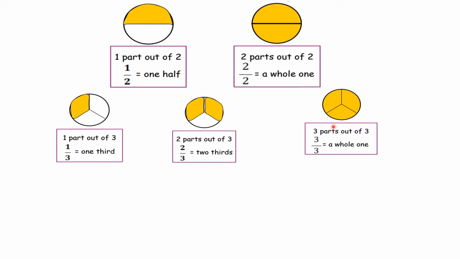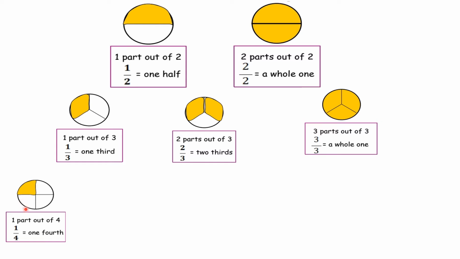But if I have the whole circle and I represent it in three parts and I colored the three parts, so I have three parts colored out of three. So I have a whole one. So 3 out of 3 represents a whole one, as we have here 2 out of 2 represents a whole one.